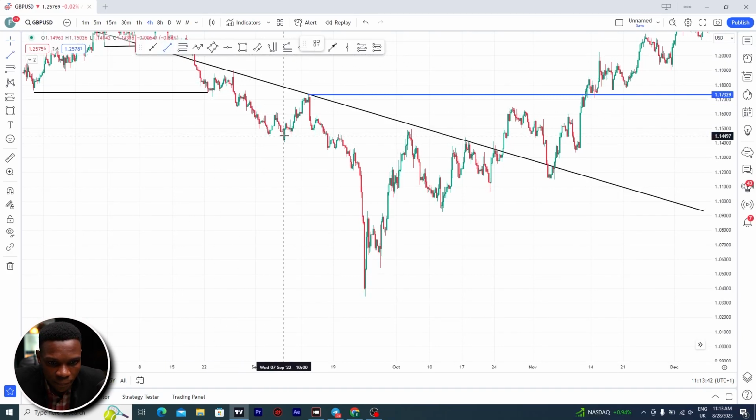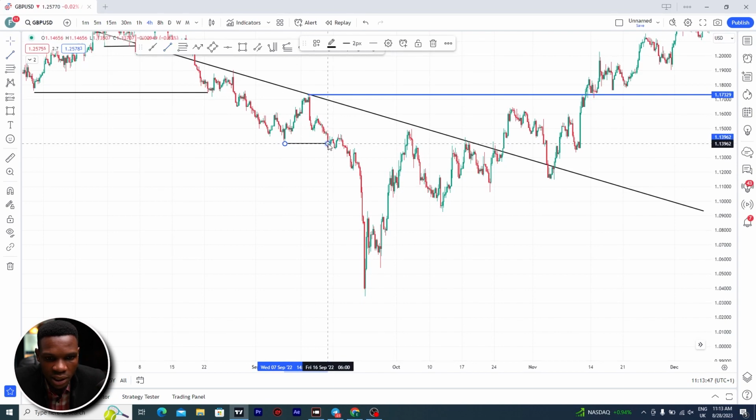There is actually a break of structure here. Yeah, break of structure here. Then price pulled back a little bit here. You see, then there's another break of structure, although it's tiny, but it's still valid.